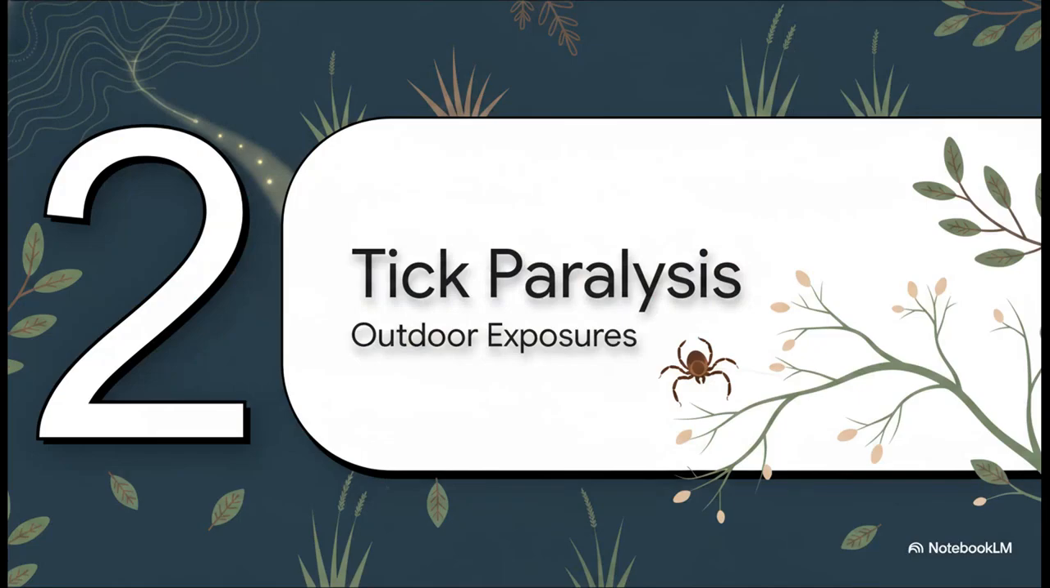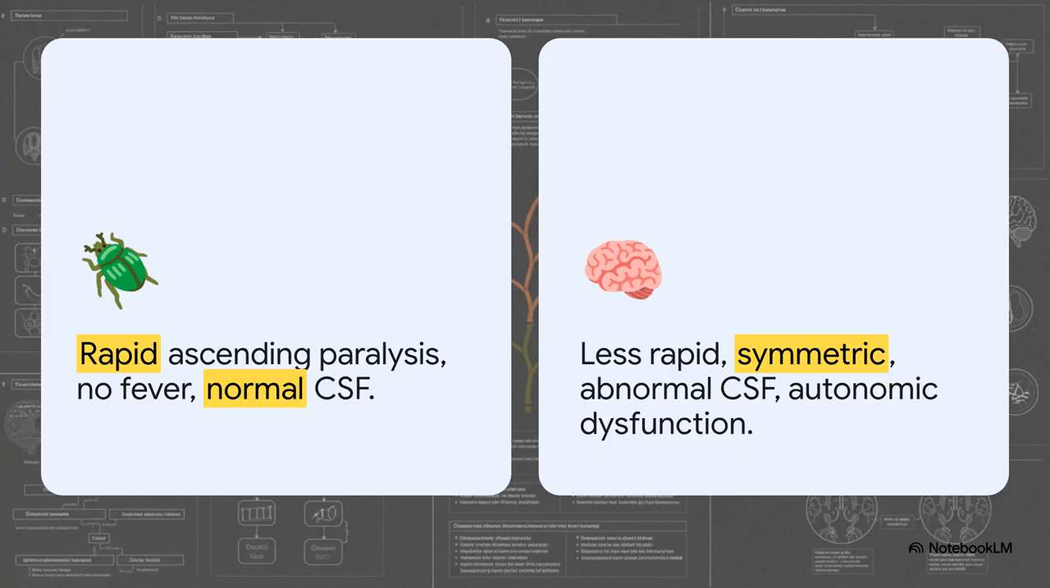Moving to Section 2, tick paralysis exposures. Okay, the ultimate test day discriminator for a patient presenting with ascending weakness after, say, a hiking trip, it all comes down to the speed of onset and the spinal fluid. Tick paralysis hits with a rapidly progressive ascending weakness, totally absent fever, absent sensory symptoms, diminished reflexes, and this is the kicker, a perfectly normal CSF exam.